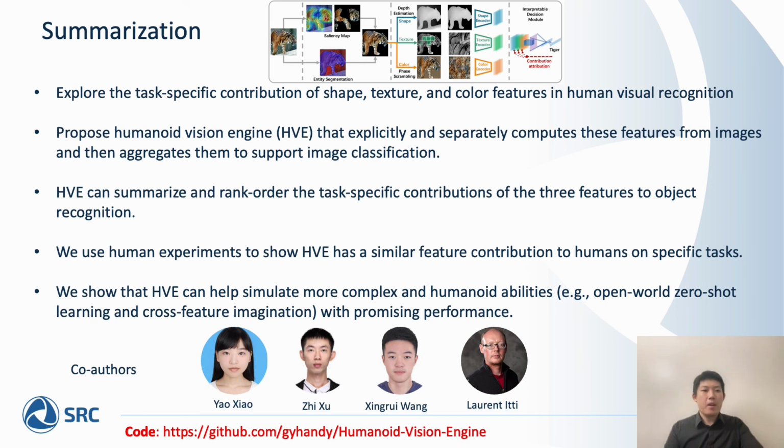To summarize, we explore the task-specific contribution of shape, texture, and color features in human vision recognition. And we propose our Human Vision Engine, which explicitly and separately computes these features from images and then aggregates them to support image classification. And the Human Vision Engine can summarize and rank order the task-specific contribution of the 3 features to object recognition. And we use human experiments to show our Human Vision Engine has a similar feature contribution to humans on specific tasks. We show that the Human Vision Engine can help simulate more complex and humanoid applications.